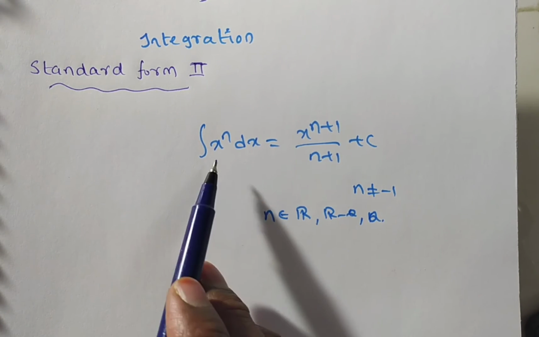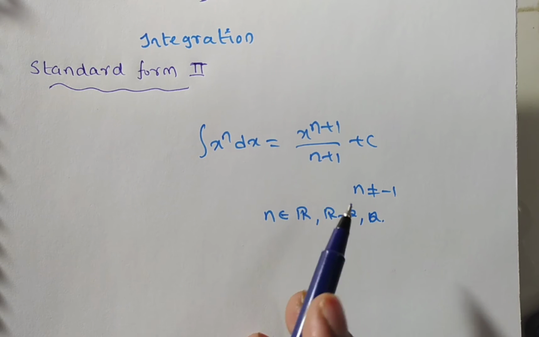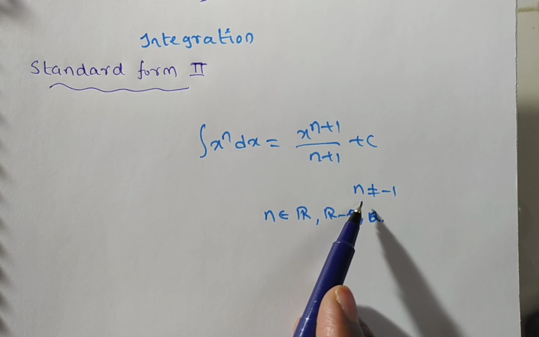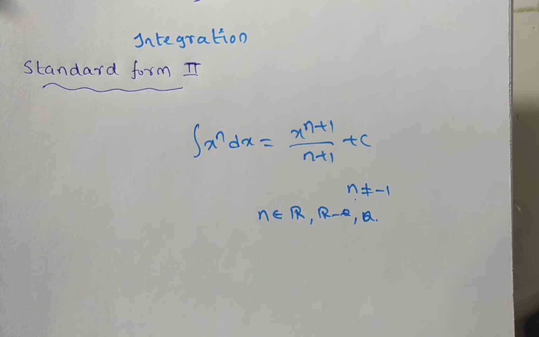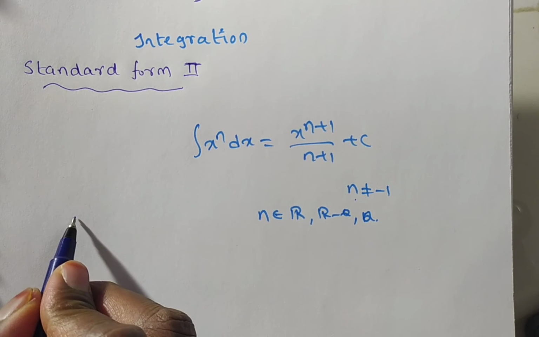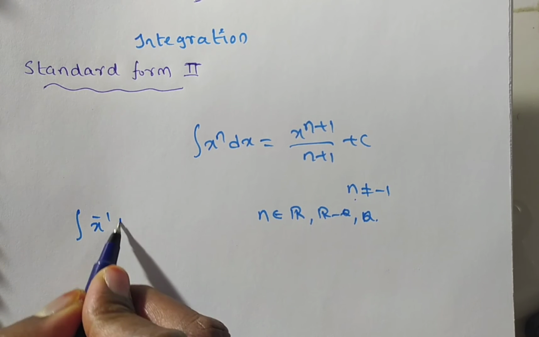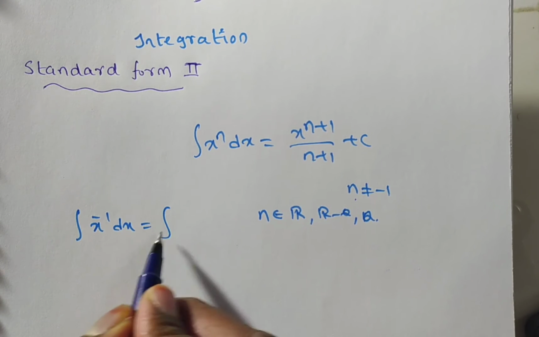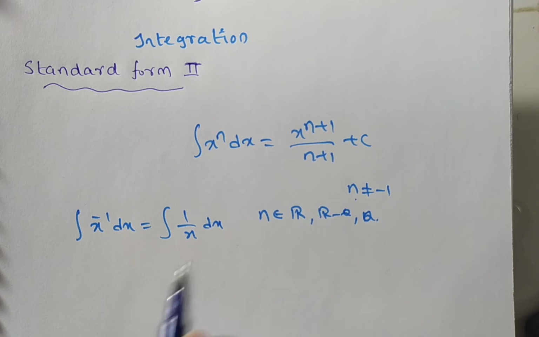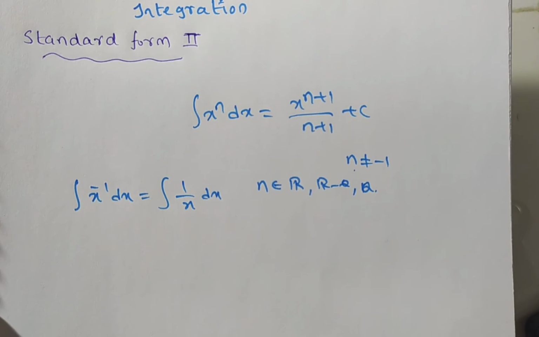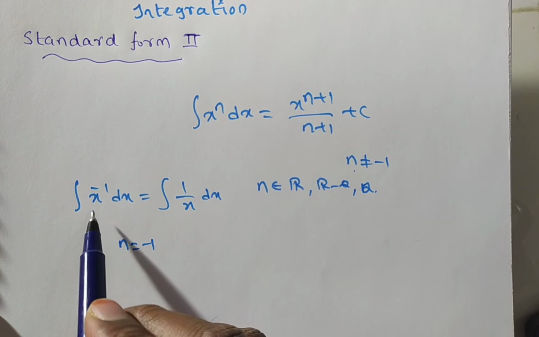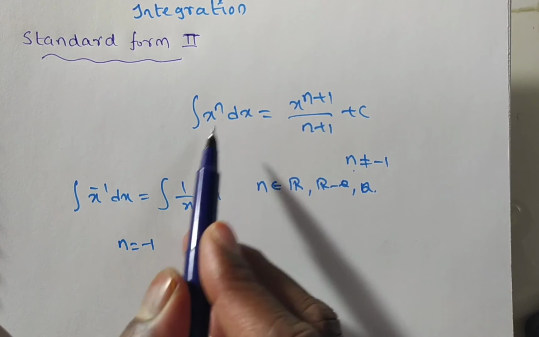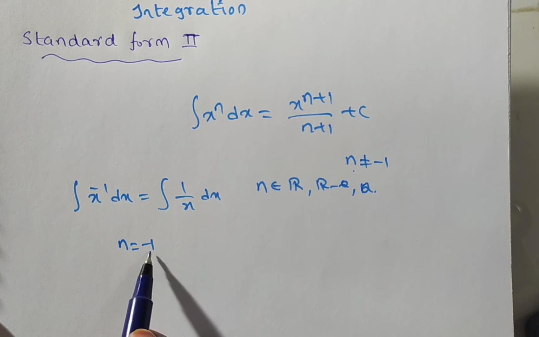But when n is equal to minus 1, standard form 1 fails, and we cannot apply it. What is meant by n is equal to minus 1? Find the integral of x power minus 1 dx, which is nothing but the integral of 1 by x dx. In this case, you cannot apply this formula. If you apply it, what will happen? Here n is minus 1. X inverse is in the form of x to the power of n, with n equal to minus 1.